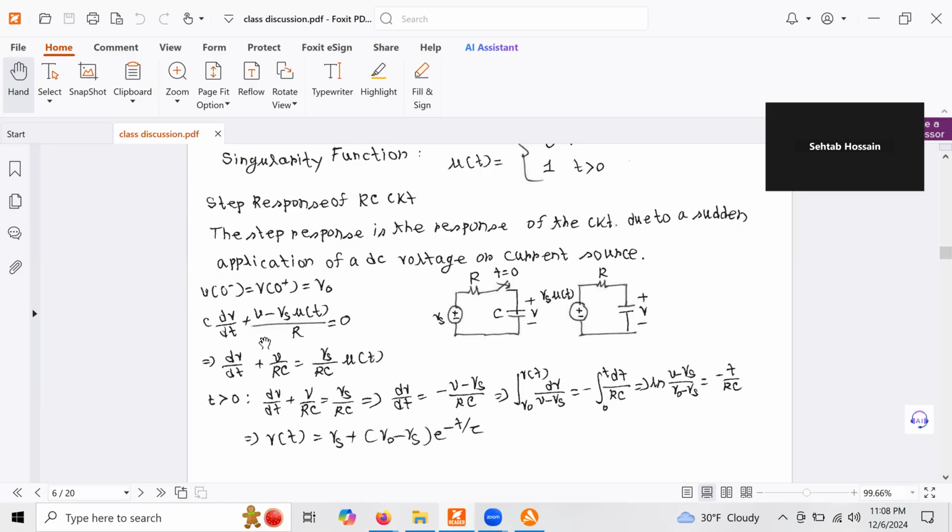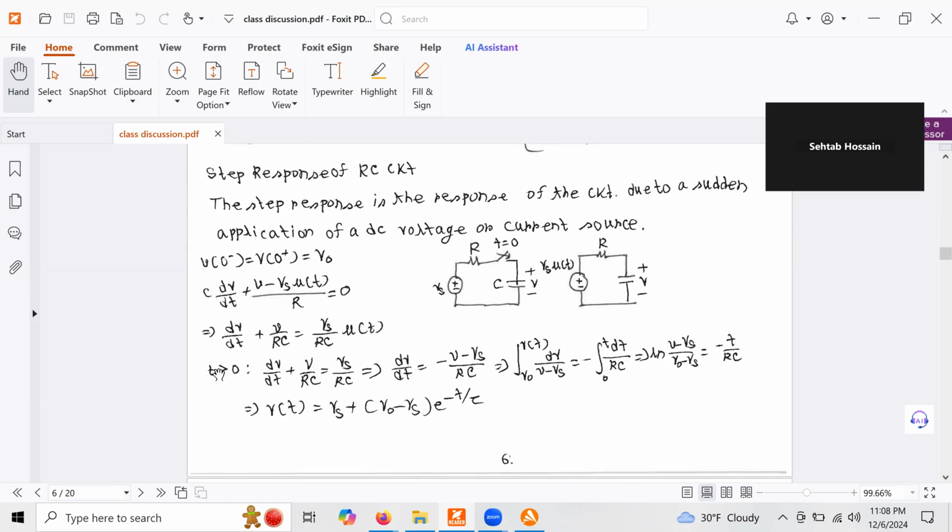Then we apply KCL in this circuit over here. Then we come up with this, and u(t) is our unit function over here. So when t is greater than 0, the unit function becomes 1. Then we can write it just like this. Then we do a little bit of math and integration on both sides.